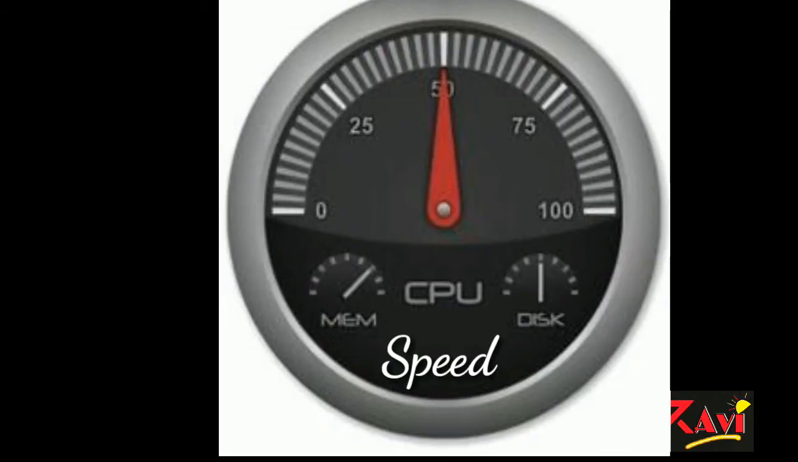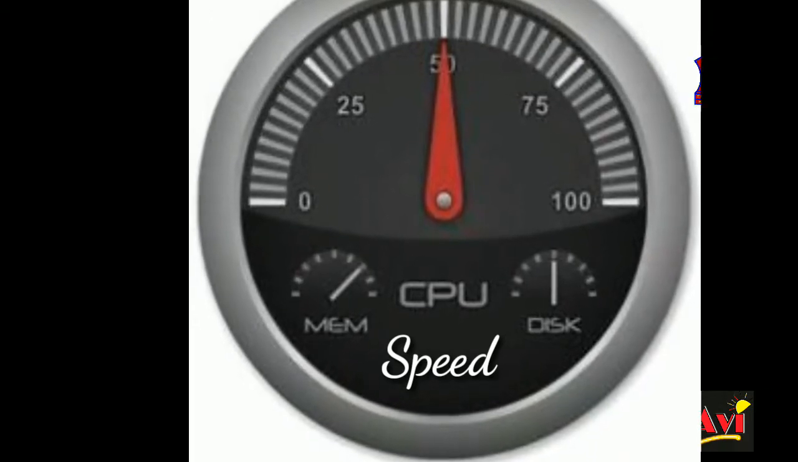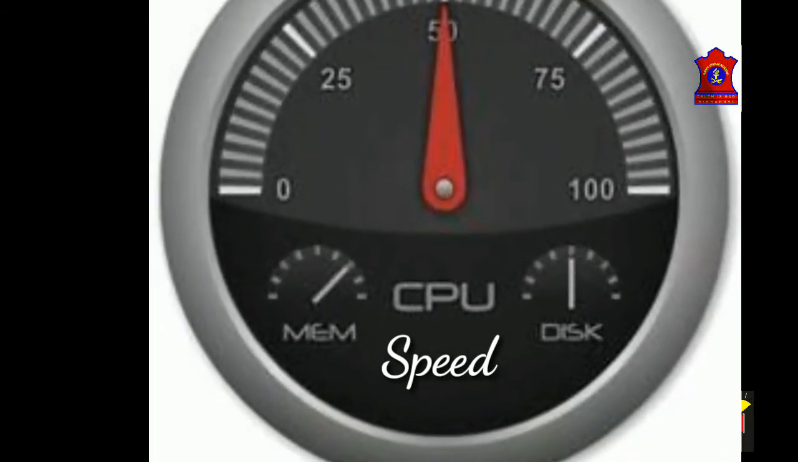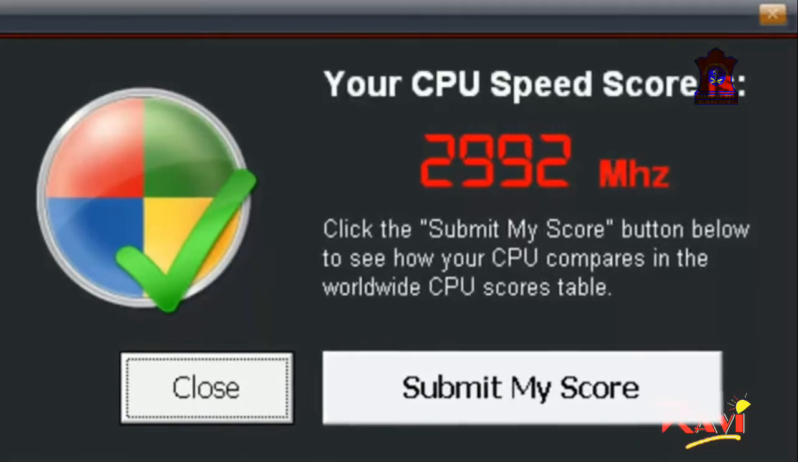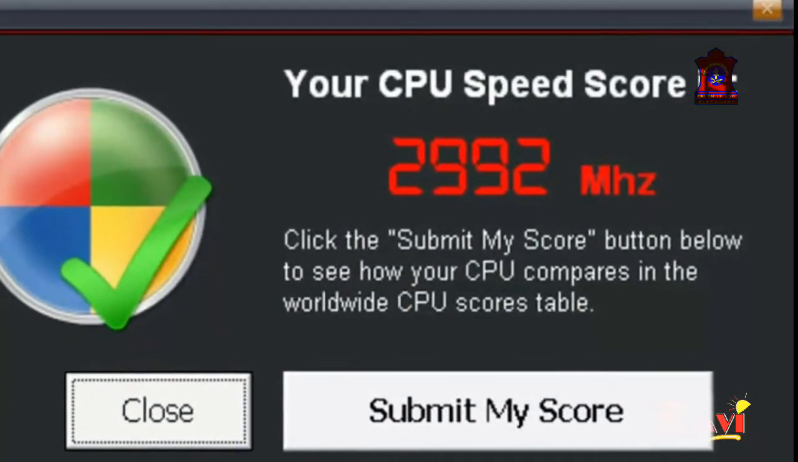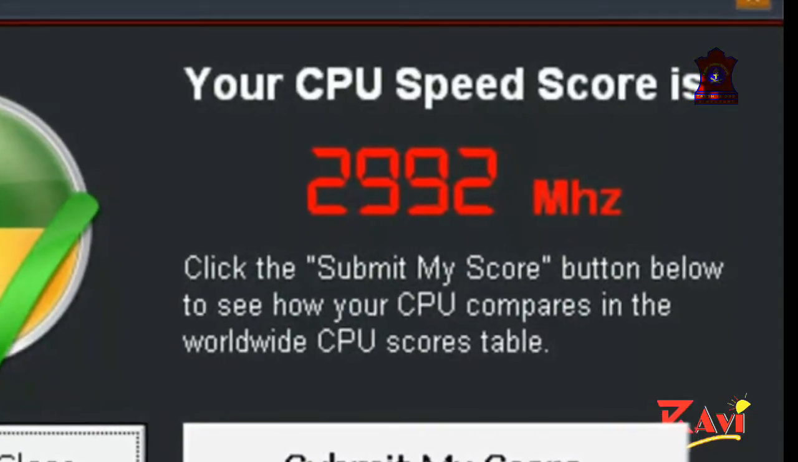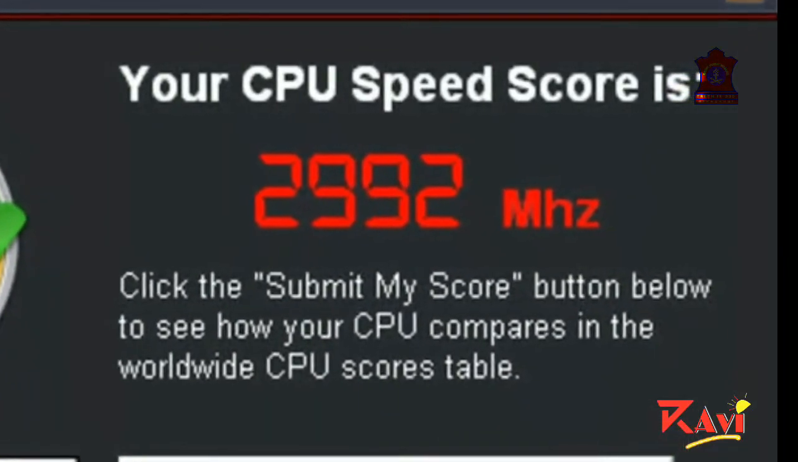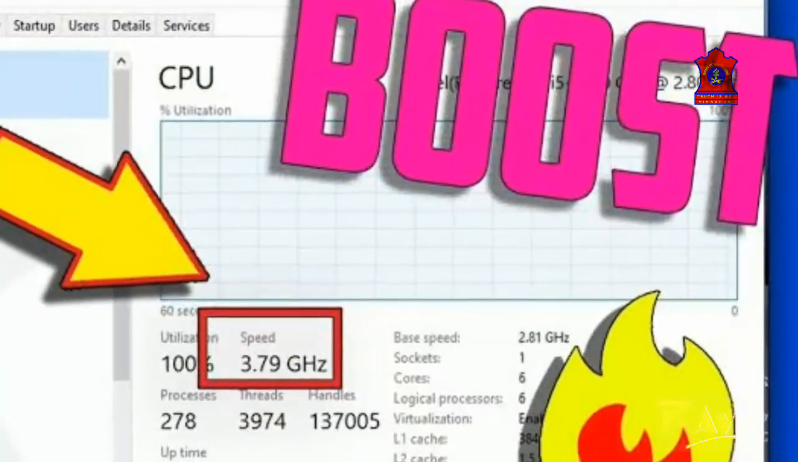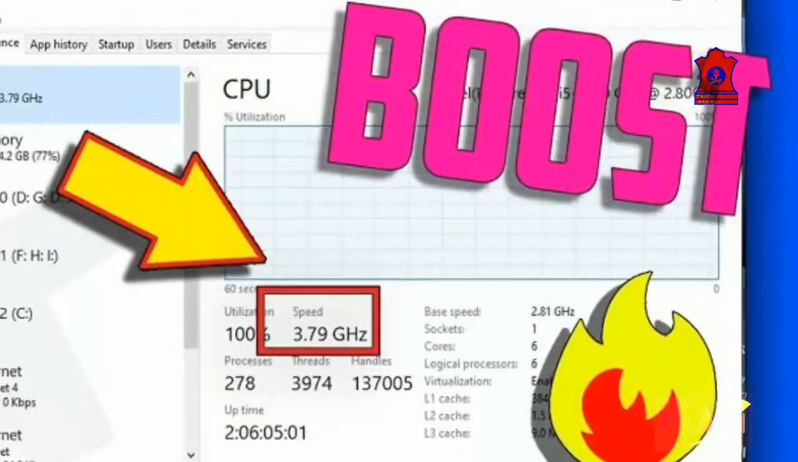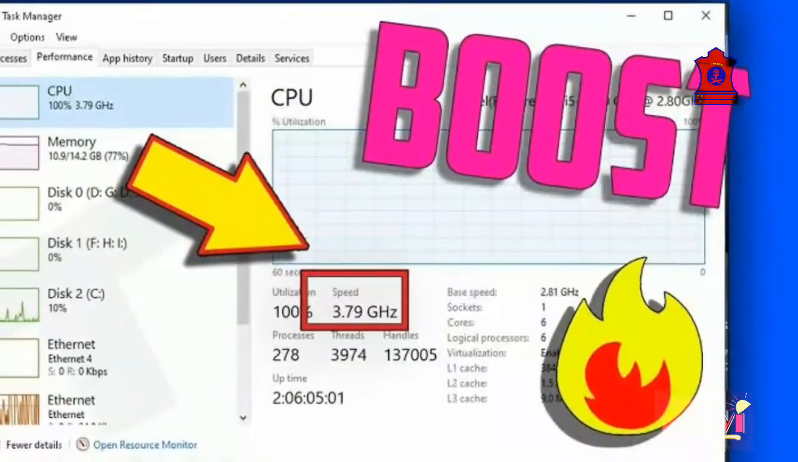Next is speed of CPU. The speed of a CPU is measured in megahertz or gigahertz. The faster the speed of the CPU chip, the faster the computer can operate. The speed of CPU is increasing day by day.